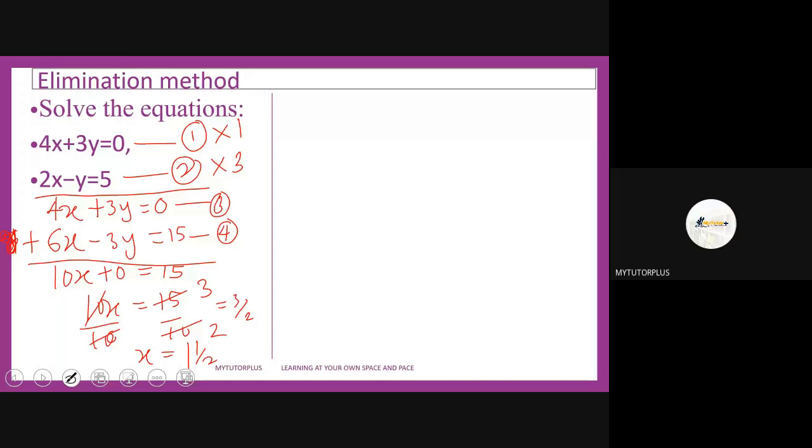So let's move on. Now substitute x, just like I said the other time: put x equals to 3 over 2 in an equation. Which equation should we use, 1 or 2? 2. Okay, in equation 2. Our equation 2 is what? 2x minus y equals to 5, right? I can have 2 open brackets, 3 over 2, close the bracket, minus y equals to 5.